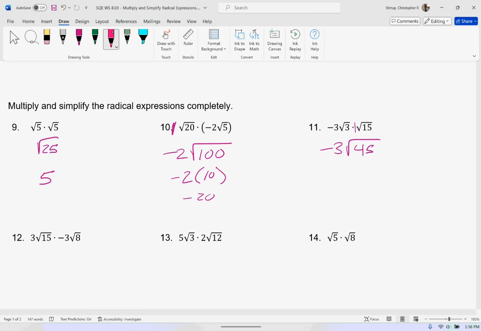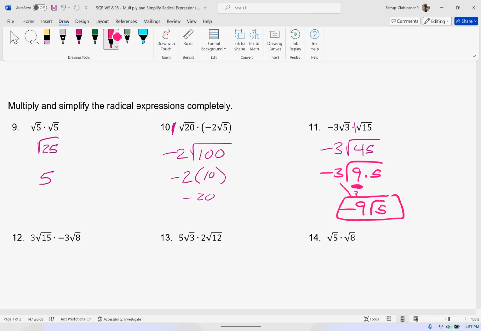So what two numbers, one of them being one of those blue ones, works? 9 and 5. What's the square root of 9? 3. So this gives me a 3. So I'm going to multiply those together. So I get negative 9 root 5. Agree? Does that make sense? Question so far?